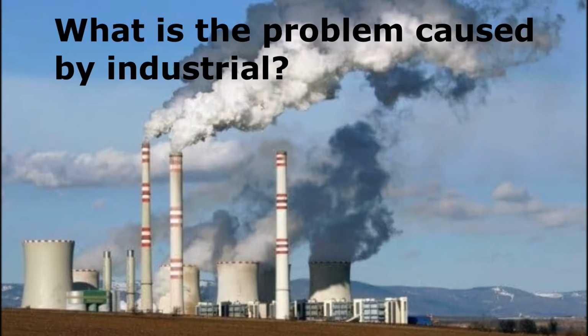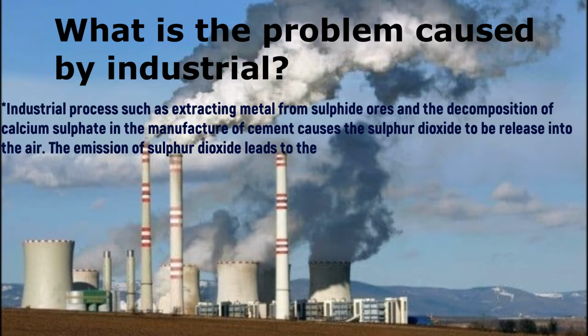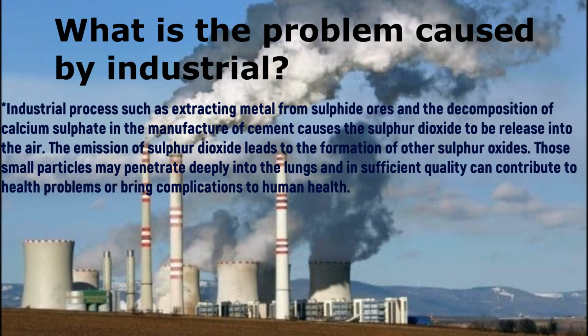Even very small quantities of plastics could facilitate transport of contaminants from plastic to organism upon ingestion. What is the problem caused by industrial? Industrial processes such as extracting metal from sulfide ores and the decomposition of calcium sulfate in the manufacture of cement cause sulfur dioxide to be released into the air.